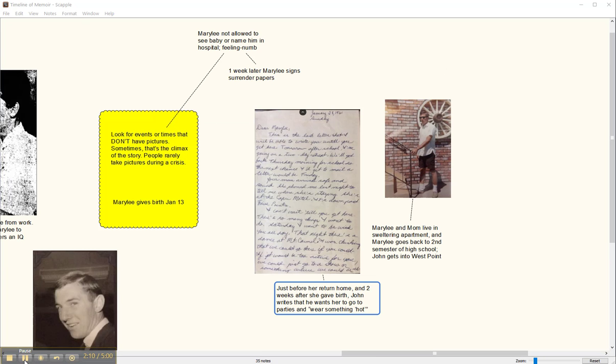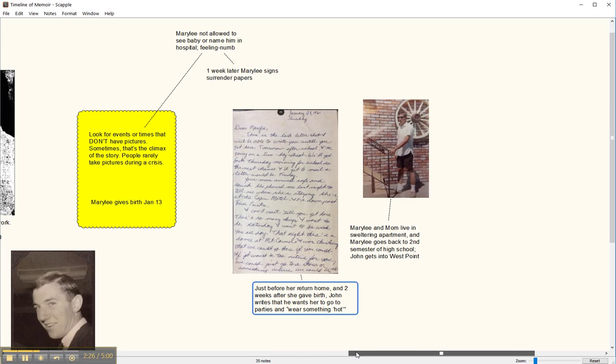You can begin in your captions for these things to call out small moments. For instance, that John wanted me to wear something hot. Now, this was just 2 weeks after I had given birth. So he clearly had no idea really what I had gone through. And speaking of hot, this picture reminded me that my mom and I didn't move back into our old house. We moved into a really crummy 2-bedroom apartment. And when I arrived, it was hard for me to climb the stairs.